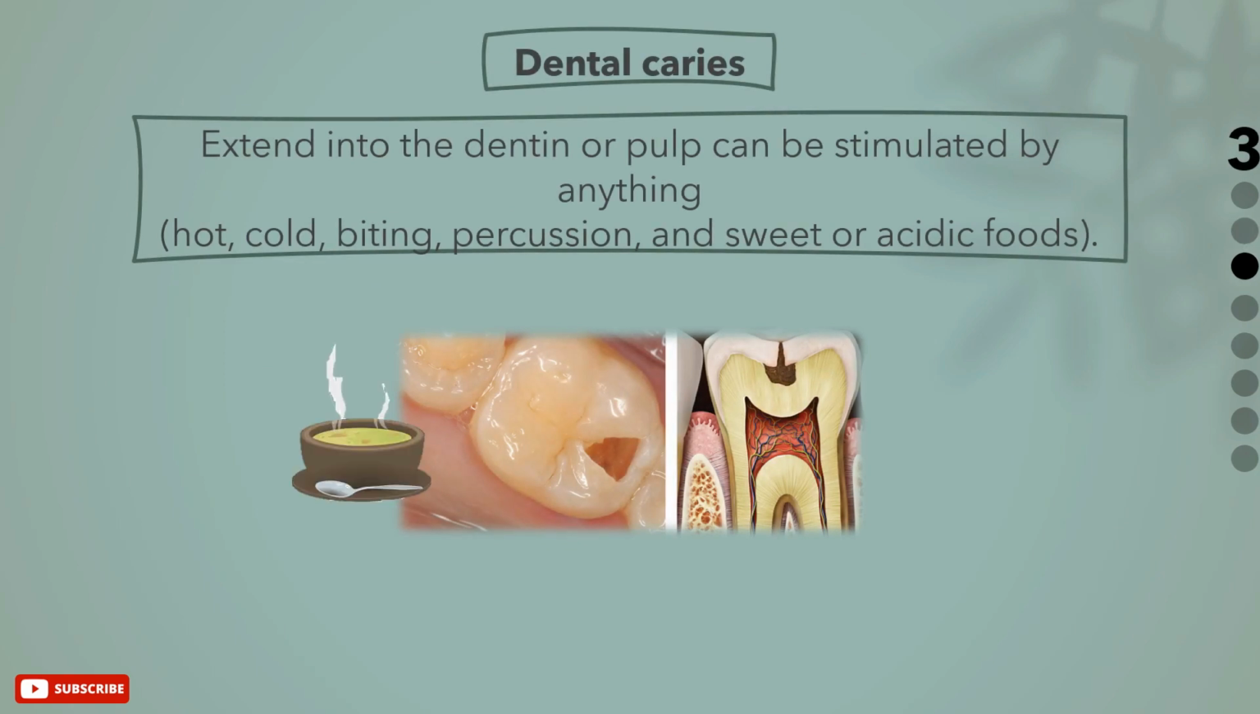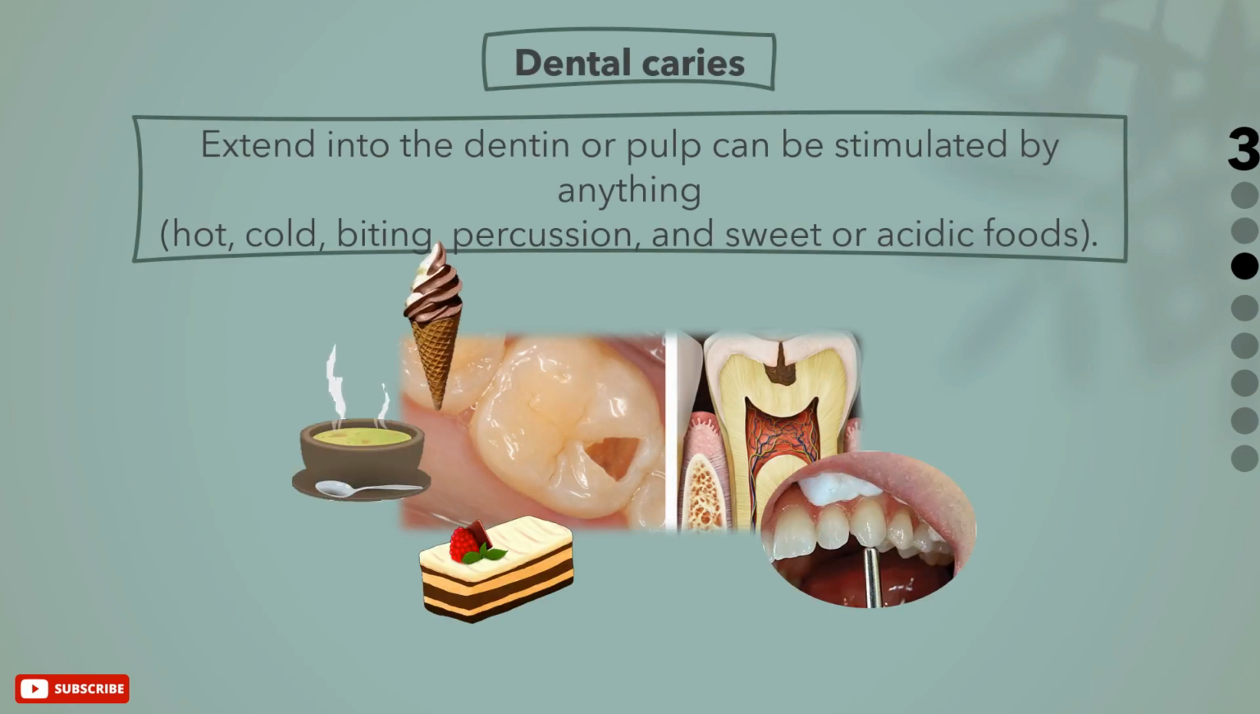Caries. Dental caries that extends into the dentin or pulp can be stimulated by anything, whether hot or cold stimuli, on biting and percussion, and with sweet or acidic and sour foods. Radiographic and clinical examinations will confirm this diagnosis.